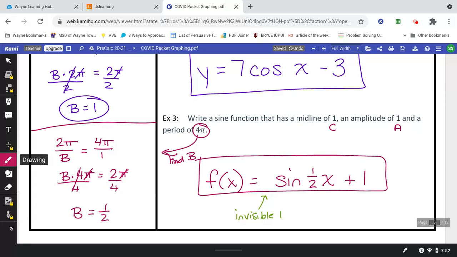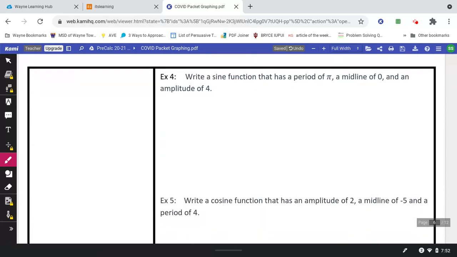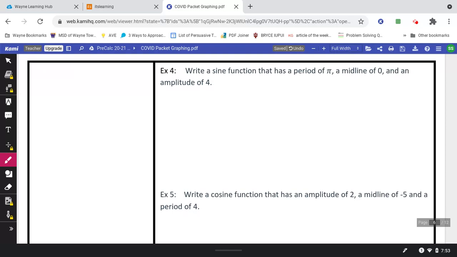All right, on the back side, we have a couple more. Again, if you want to pause the video and just work through as many on the back side as you can, that would be good. Example number 4, write a sine function that has a period of pi, midline of 0, and an amplitude of 4. All right, we'll use that to find our b, midline of 0, c, and an amplitude of 4. That's going to be our a.